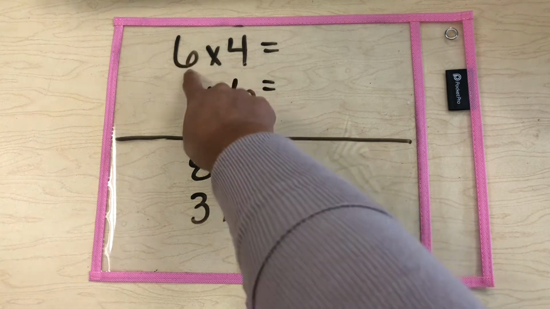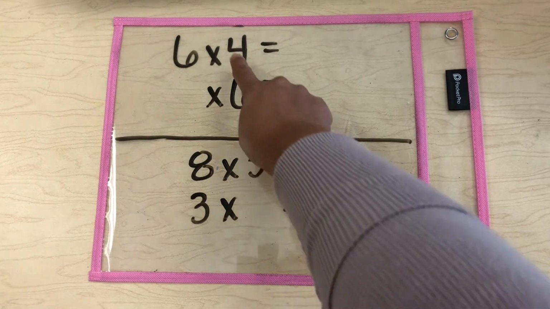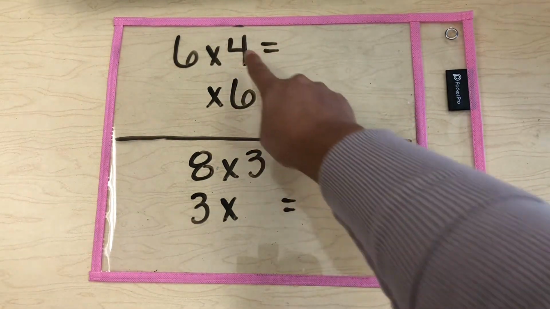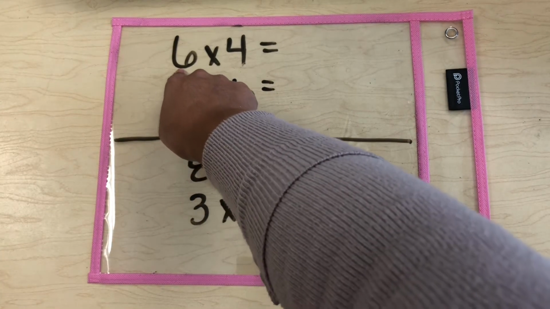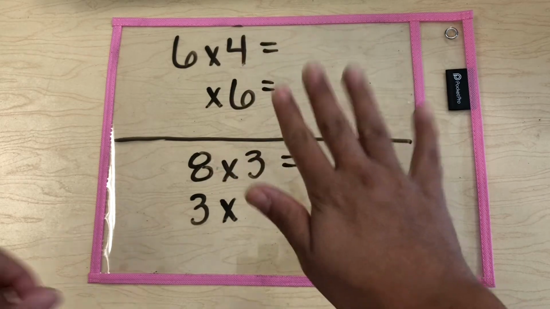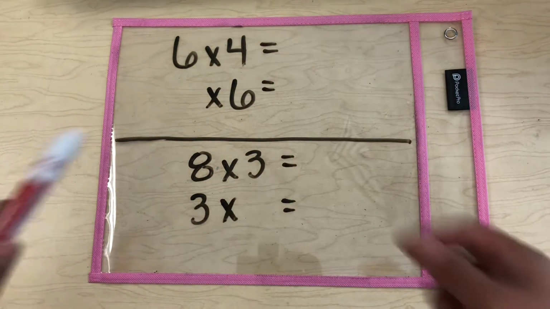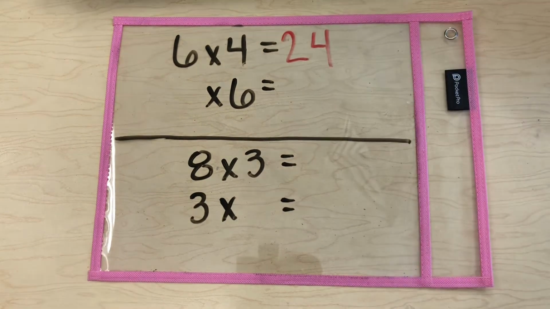Here we go. 6 times 4 is equal to, if you looked at my 4s video, you can sing a little jingle, count by 4s, 6 times. 4, 8, 12, 16, 20, 24. There we go. 6 times 4 is 24. But remember, we're using the commutative property today.